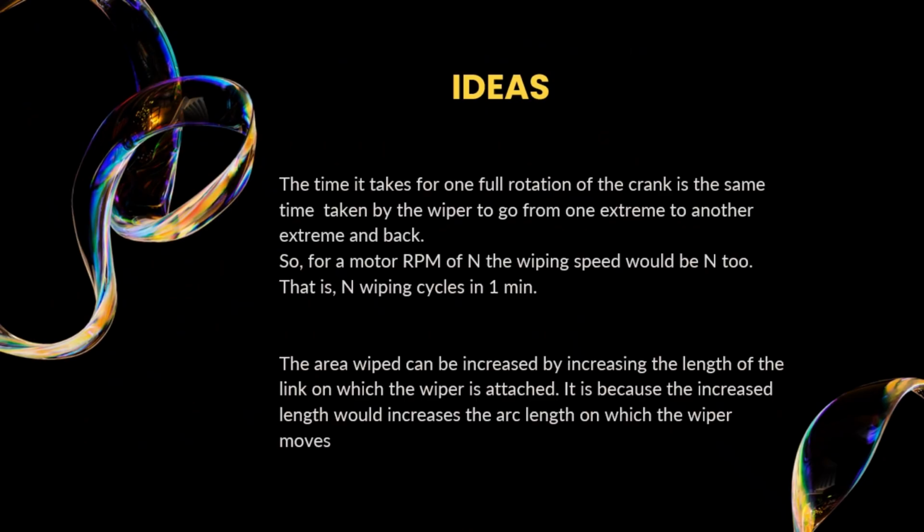So now on to our next section. The first point here explains how we are calculating the wiping speed of the wiper. The logic behind it is that one whole rotation of the crank would give us one wiping cycle of the wiper. That is, it would go from one extreme position to another and then back to the first one. So for a motor RPM of n, that is n rotations in a minute, we get n wiping cycles in a minute. Then our second point explains how we could increase the area wiped. By increasing the length of the link on which the wiper is attached, we can increase the area wiped. It is because the increased length would increase the arc length on which the wiper moves.